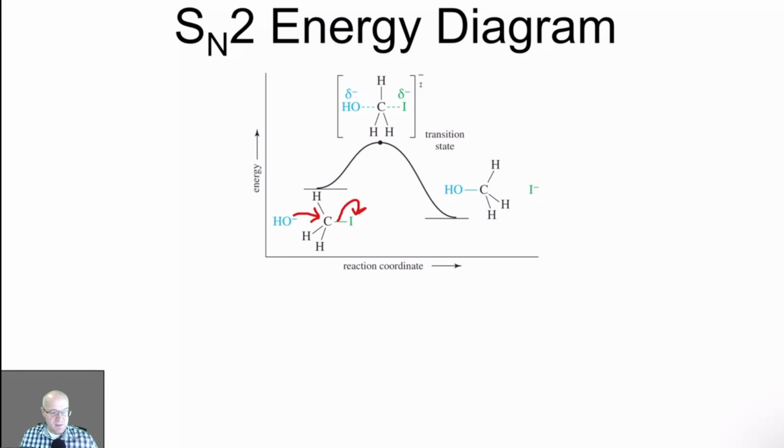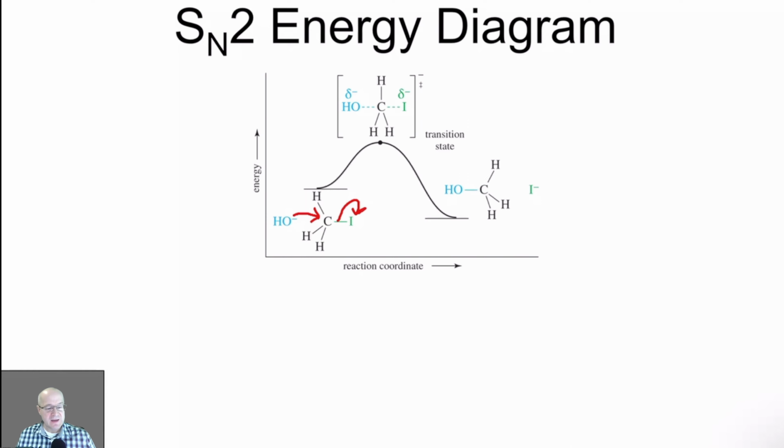Its rate limiting step is second order. So the rate is second order. The alkyl halide's concentration matters and the nucleophile's concentration matters. If I double the nucleophile's concentration, I double the rate of the reaction. If I double the alkyl halide's concentration, I double the rate of the reaction.